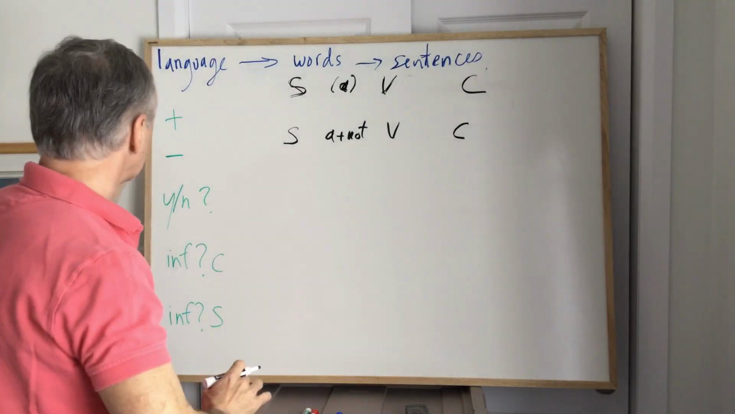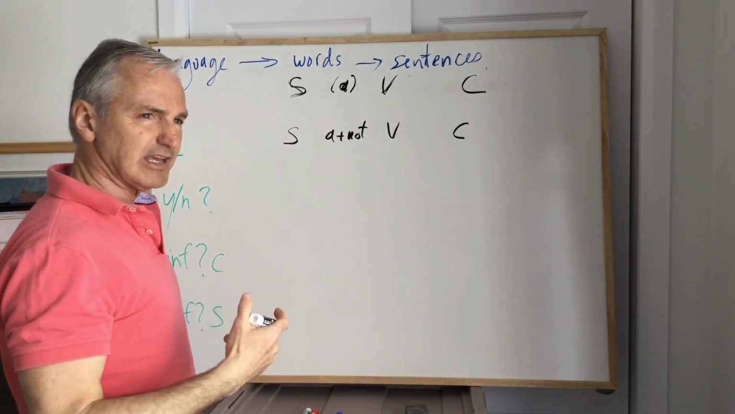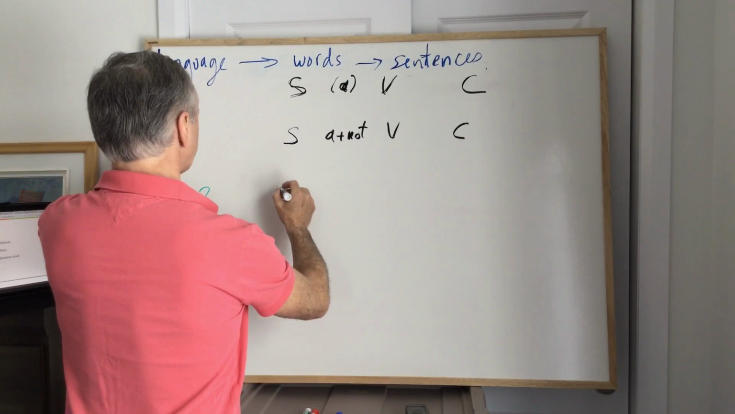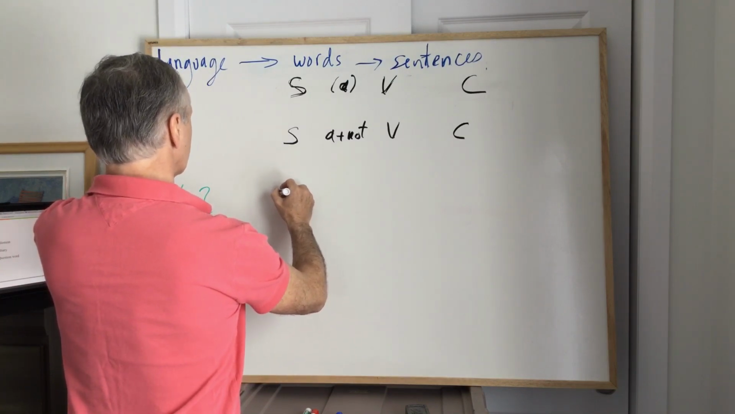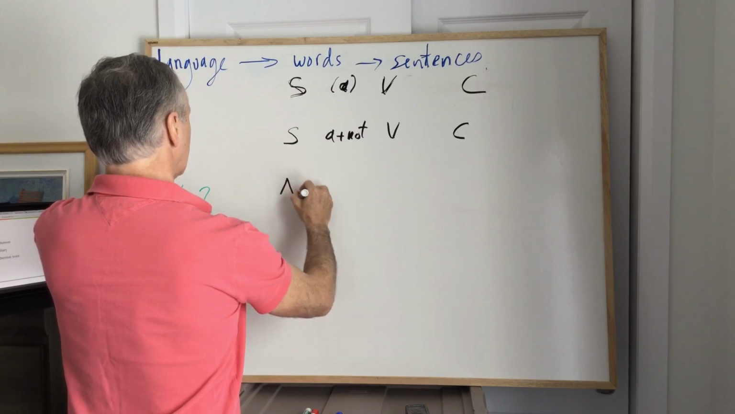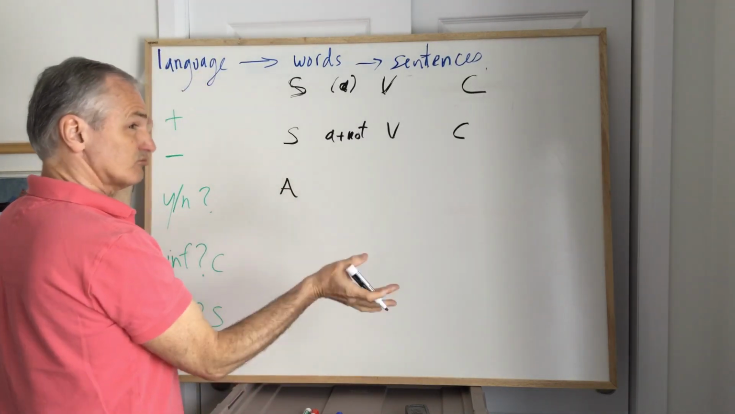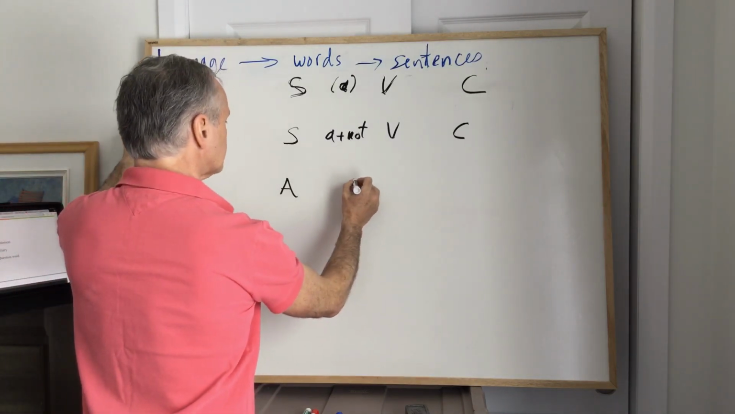Yes, no question. This is a question you ask, and the answer is either yes or no. So, a yes, no question starts with an auxiliary. Okay, I'll put a capital A. So it's an auxiliary followed by the subject.